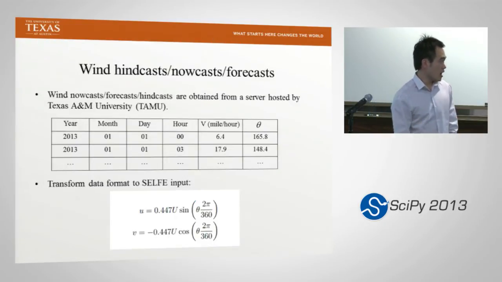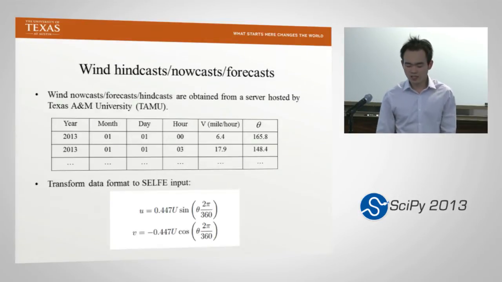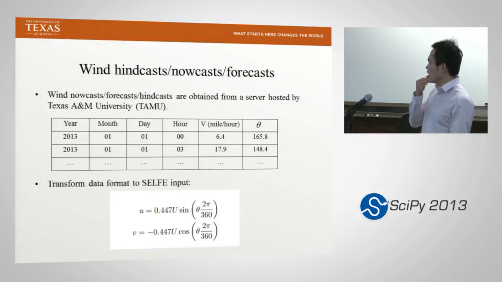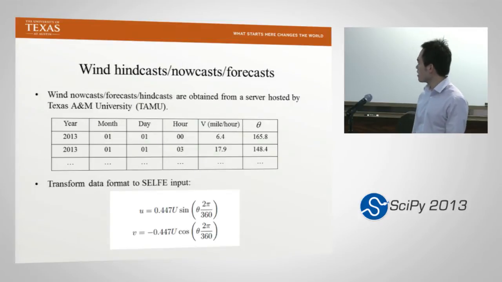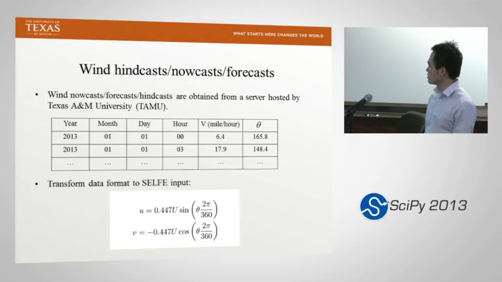And our wind data are obtained at Texas A&M University. The raw data format looks like this, and we use the formulas down here to transfer the data format into the model input, where the 0.447 is just a unit conversion from miles per hour to meters per second. That is the standard.